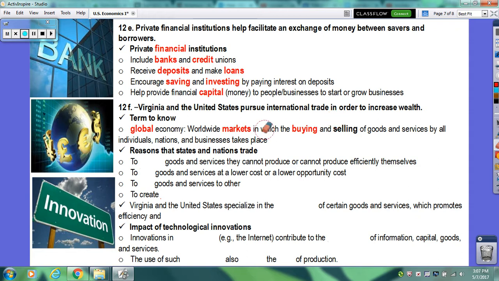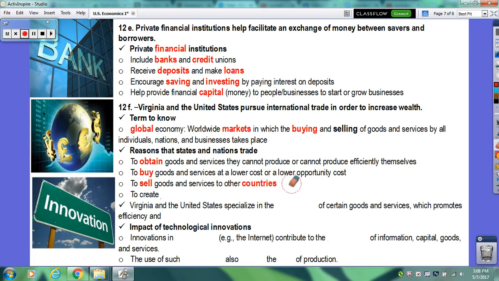So reasons that states and nations are going to trade: to obtain goods and services they cannot produce by themselves. So that's kind of solving the problem of scarcity. To buy goods and services for lower cost. That's why a lot of things that we use or wear are made in China, because it is less for a business to make it over there in China than it is to make it over here in America. To sell goods and services to other countries.